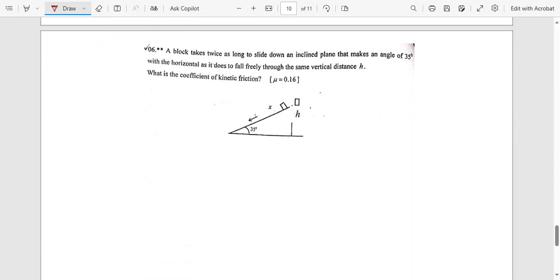Okay, we can do the last practice here. A block takes twice as long to slide down an inclined plane that makes an angle of 35 with the horizontal as it does to fall freely through the same vertical distance h. What is the coefficient of kinetic friction? So they are saying the block takes twice as long to drop. So the time it takes to slide here is 2 times the time it takes to drop. So if it takes t to drop, it will take 2t to slide downwards.